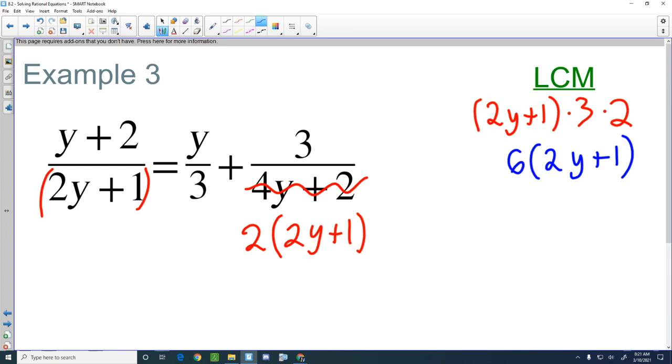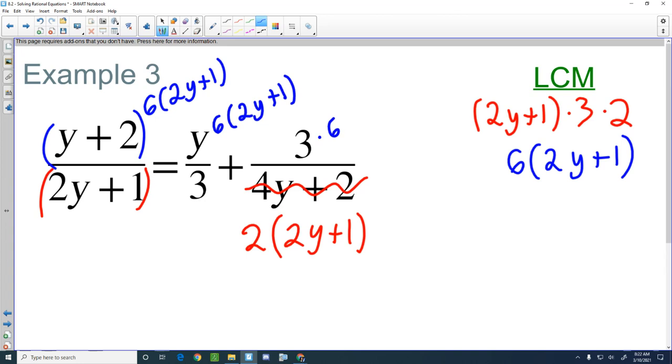Now let's multiply every numerator by that LCM. Recall that the way we do this is you don't actually multiply it out. You simply write it in each numerator spot. So I've got a 6(2y + 1) here, I've got 6(2y + 1) here, and this last term, 6(2y + 1). I'm multiplying every numerator by that LCM.